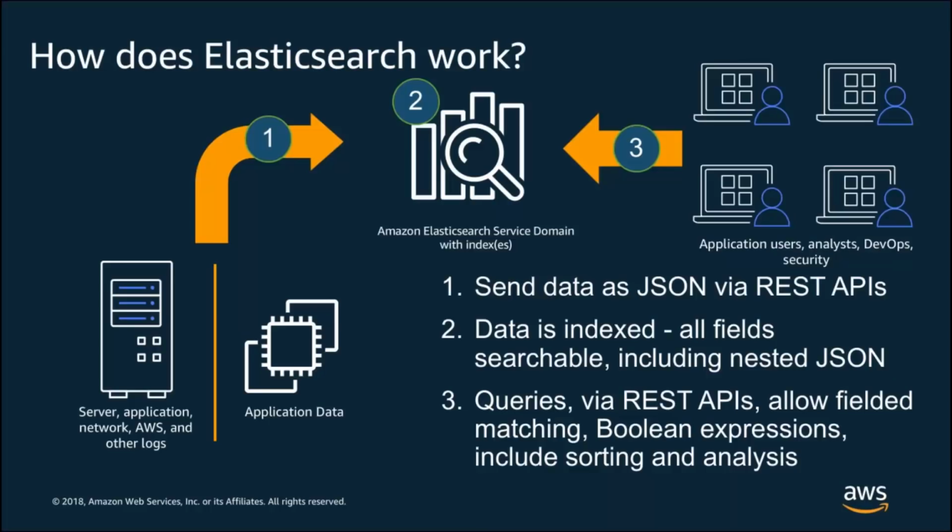Now on the other end, we send queries to Elasticsearch via the Elasticsearch REST API. It's a rich API that supports a number of different features, things like direct matching, as well as Boolean combinations of different clause searches, supports metadata search, natural language search, and includes this notion of relevance, scoring, and sorting.